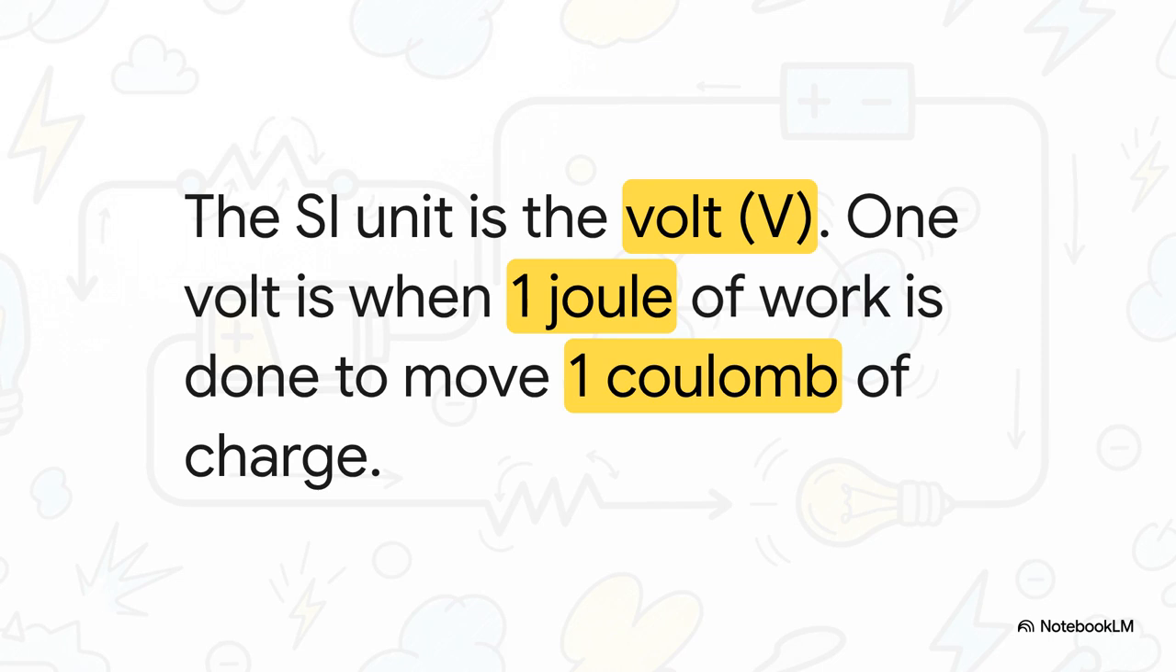The SI unit for this potential difference is the volt, represented by V, and it's named after the Italian physicist Alessandro Volta. The definition is quite simple. A potential difference of 1 volt between 2 points means that 1 joule of work is done to move 1 coulomb of charge from one point to the other.